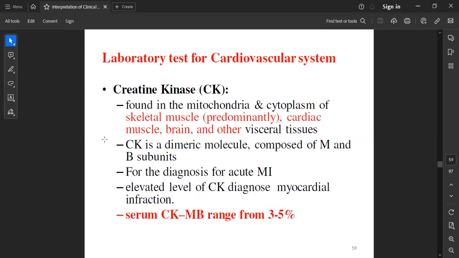Another marker is creatine kinase. It is usually found in mitochondria and cytoplasm of skeletal muscles, cardiac muscles, the brain, and other tissues. So this one is not as specific as the troponins. You can see it's found in other organs apart from the heart. It is also used for the diagnosis of acute MI, and elevated levels of creatine kinase are used to diagnose myocardial infarction.